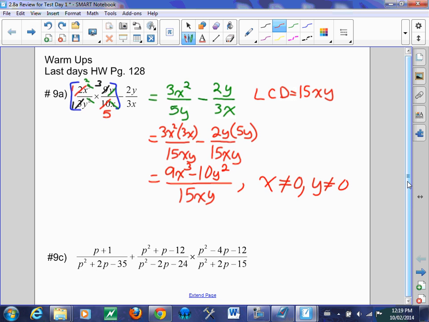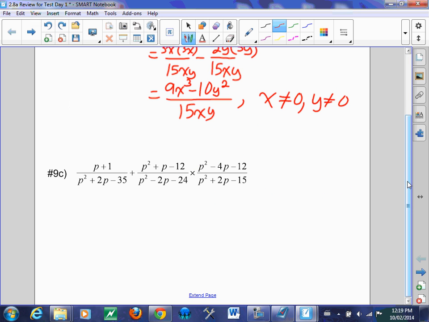Good. Take a look at 9c. This is a very difficult one. Tricky, excuse me, and takes a lot of time. So it may not be so tricky, it just is a long process. First thing I realized, ladies and gentlemen, according to BEDMAS, I've got to do these two first. But I'm going to factor everything out, and then I'm going to deal with doing the multiplication before I do the addition.